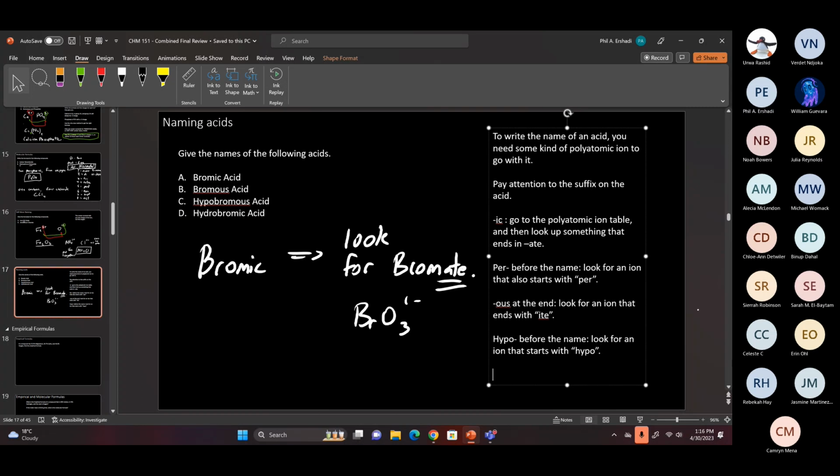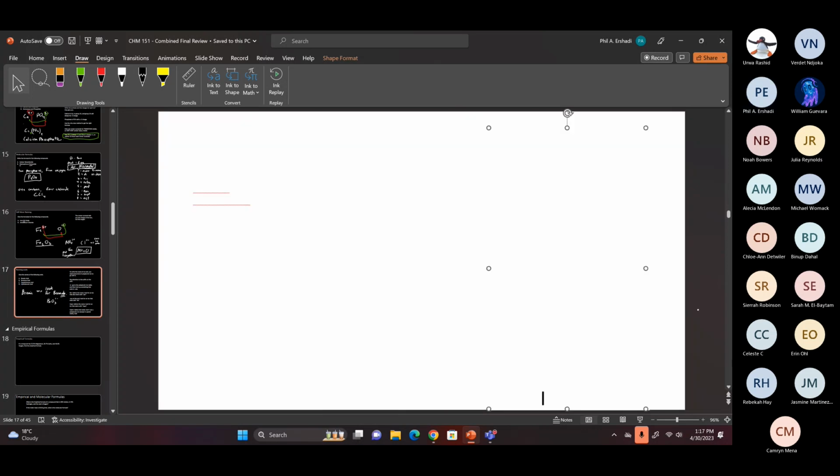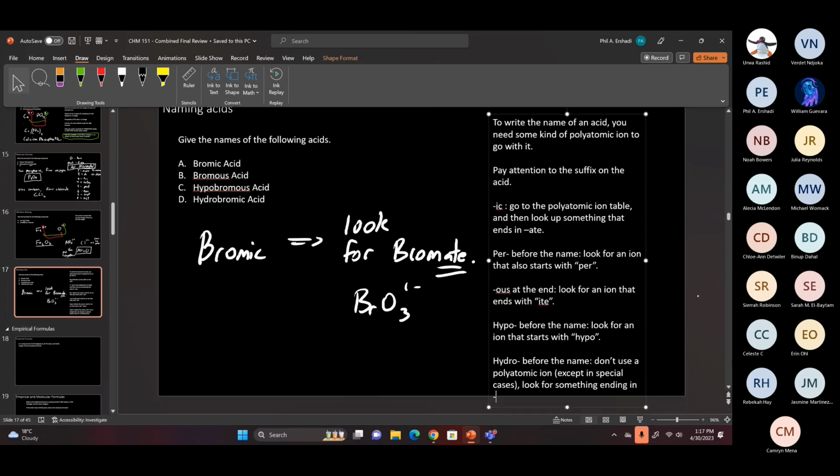And if you see hydro before the name, don't use a polyatomic ion. There are certain special cases where you would, but generally you won't. But look for something that ends in IDE. Expand this text box here.